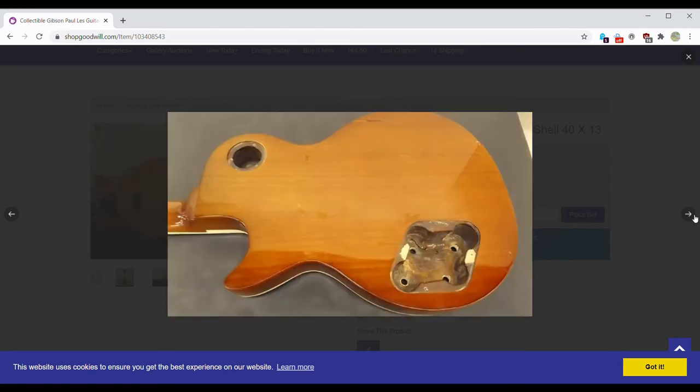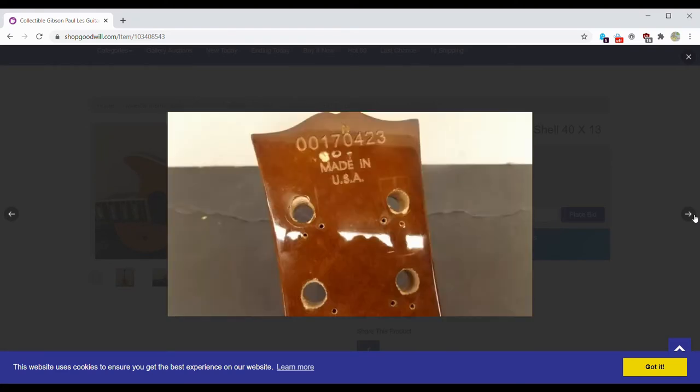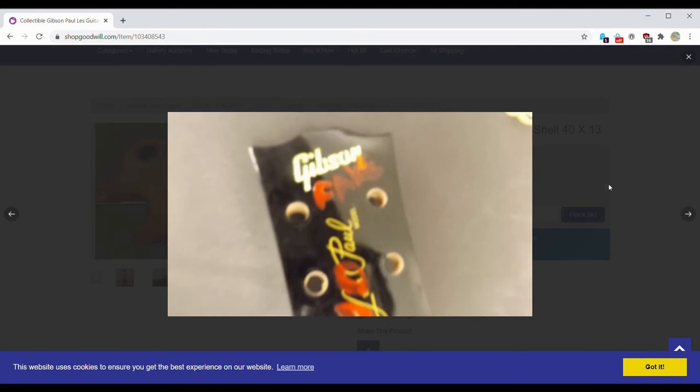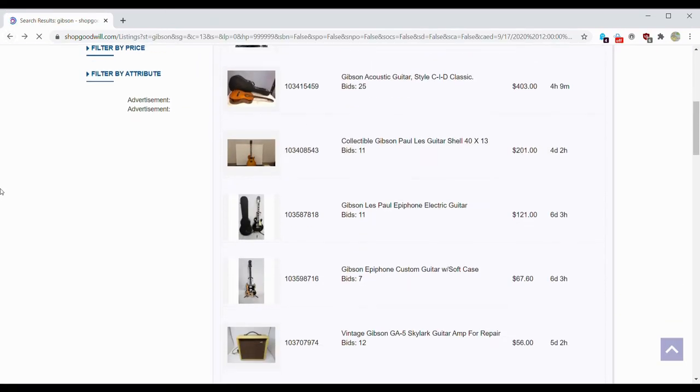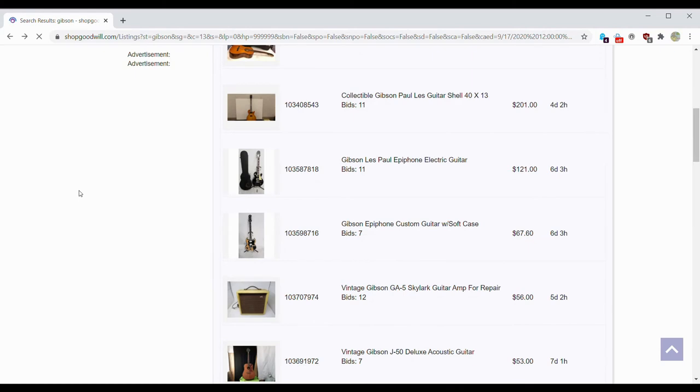This looks... That doesn't look like a Gibson. That is not a Gibson. That is a Phipson. Oh, look at that. Fake. So they're trying to advertise this as a real Gibson to get more money on it. In reality, it is not real. It is a fake guitar. You can tell pretty easily. I could tell just by looking at it.